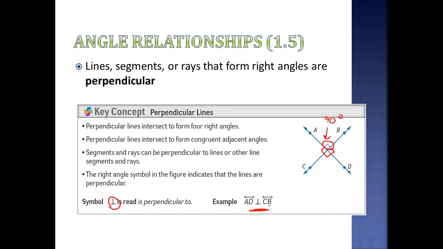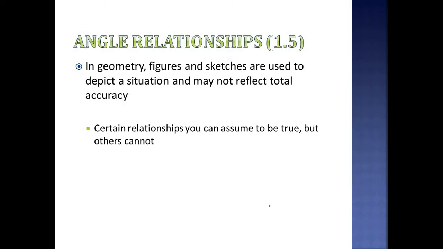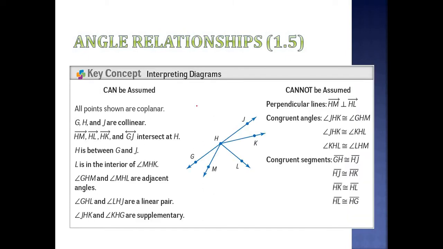Alright, so that's pretty much the big chunk of the concepts for this section. One other part that we need to discuss is the fact that in geometry, some figures and sketches are used to depict a situation. They may not reflect total accuracy. Certain relationships you can assume to be true, but others you cannot. I'm going to give you a diagram here on how to interpret these diagrams, on what you can assume versus what you cannot assume.